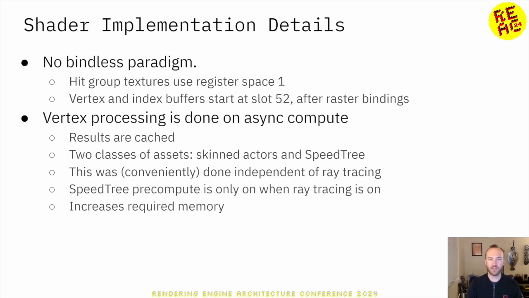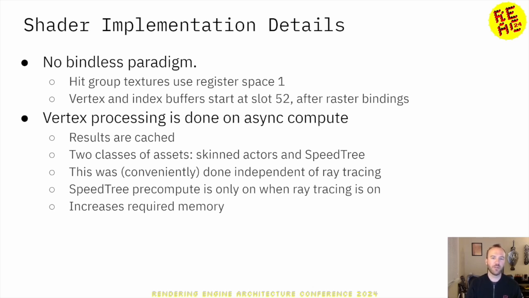beginning at register 52. Since ray tracing does not provide any means for vertex manipulation, skinning and other vertex operations are pre-computed on async compute early in the frame and then cached for later use. This was work that we had tackled actually independently of the ray tracing effort, and it was simply serendipity that it was already done when the time came to leverage it in the ray tracing pipe.